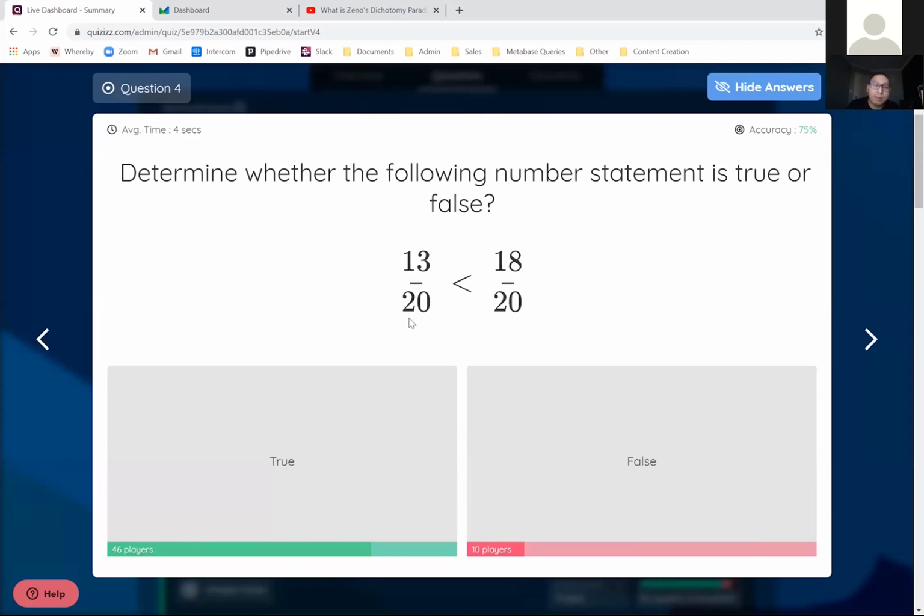If you have something cut up into 20 pieces and you've got 13 of them, is that bigger or smaller than if you've got something cut up into 20 pieces and you've got 18 of them? And the answer is, it's true. 13/20 is less than 18/20.